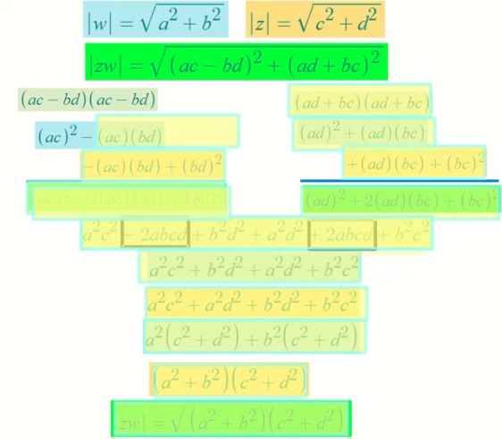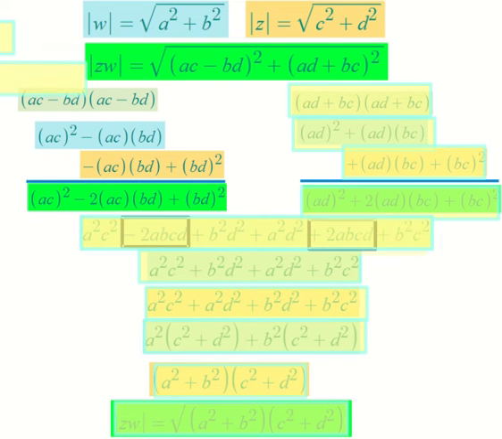ac times ac is ac squared. ac times negative bd is negative acbd. Now I distribute negative bd, and I get the same thing again. And when I distribute a negative times a negative, I get a positive, so it's plus bd squared. Finally, I combine like terms, bring down the ac squared, bring down the bd squared, and combine what's in the middle. So I get (ac) quantity squared minus 2 times ac bd plus (bd) quantity squared.